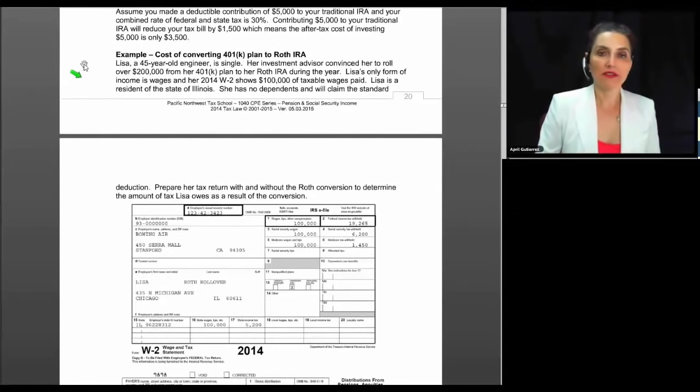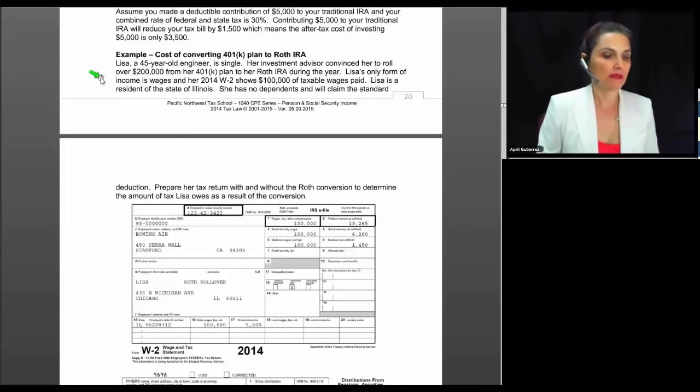And then let's look at another example, one of those expensive ones. This is the cost of converting a 401k plan to a Roth IRA. In this situation, we have a taxpayer named Lisa. She is 45 years old and is single, and her investment advisor convinced her to roll over $200,000 from her 401k plan to her Roth IRA during the year.